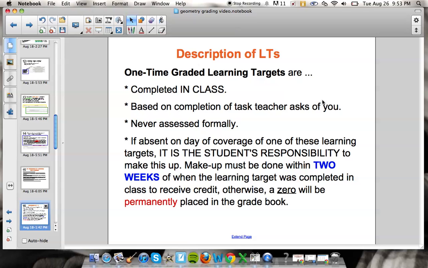And if you're absent on the day of coverage of one of these learning targets, it is your responsibility to make it up. Makeup must be done within 2 weeks of when the learning target was completed in class to receive credit. Otherwise, a 0 will be permanently placed in the gradebook.